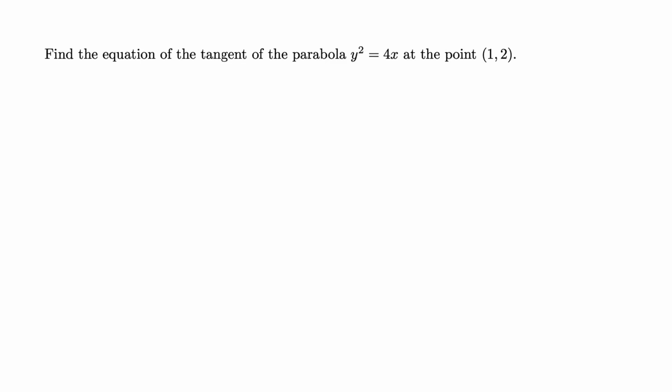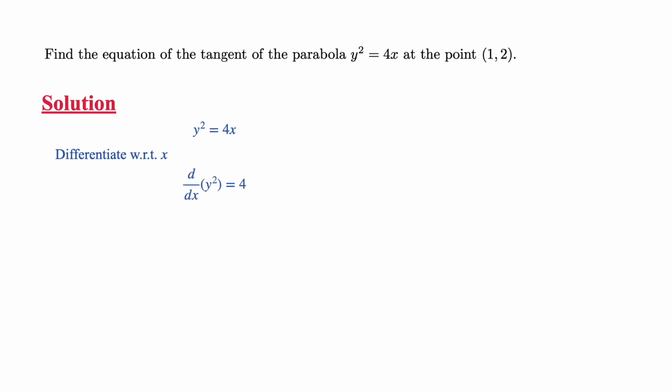In today's video, we are going to find the equation of the tangent of the parabola y squared equals 4x at the point x equals 1 and y equals 2. The next step is to find dy by dx at the point (1, 2). We can do this by implicit differentiation.